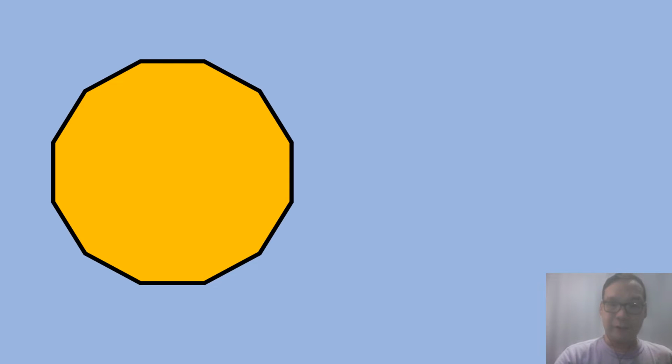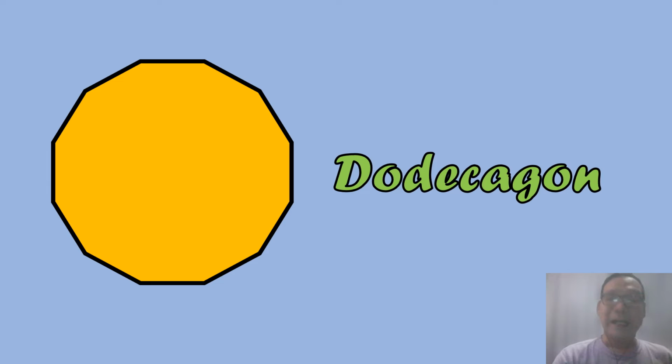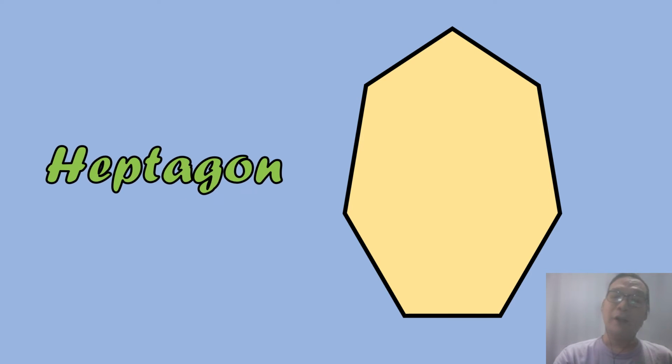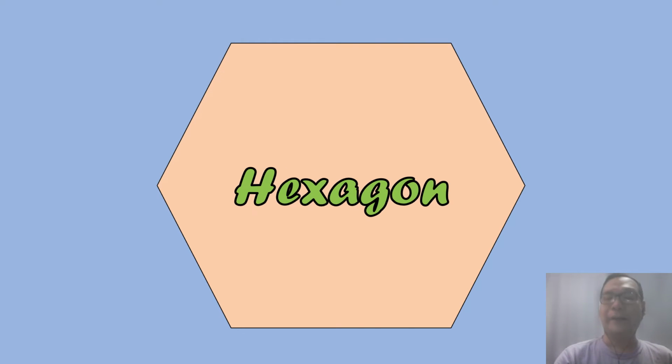First polygon. Very good. This is a dodecagon. A dodecagon, remember, has 12 sides. How about this polygon? Very good. This polygon is a heptagon. A heptagon has 7 sides. How about this polygon? Perfect. This polygon is a hexagon. A hexagon has 6 sides and 6 vertices.